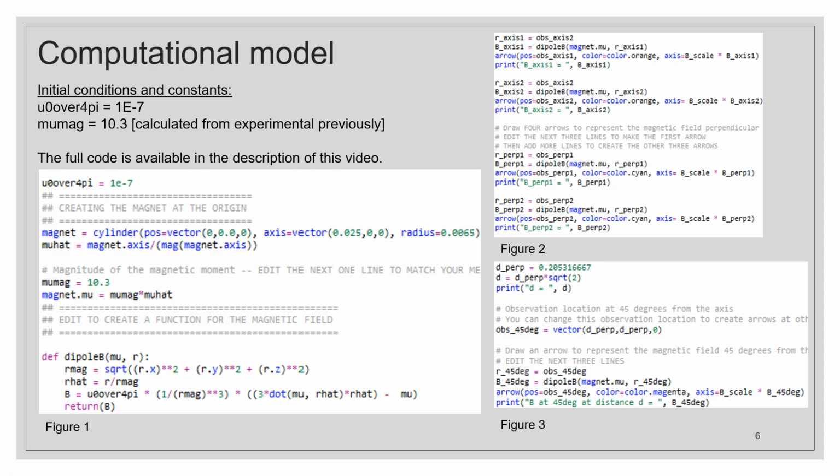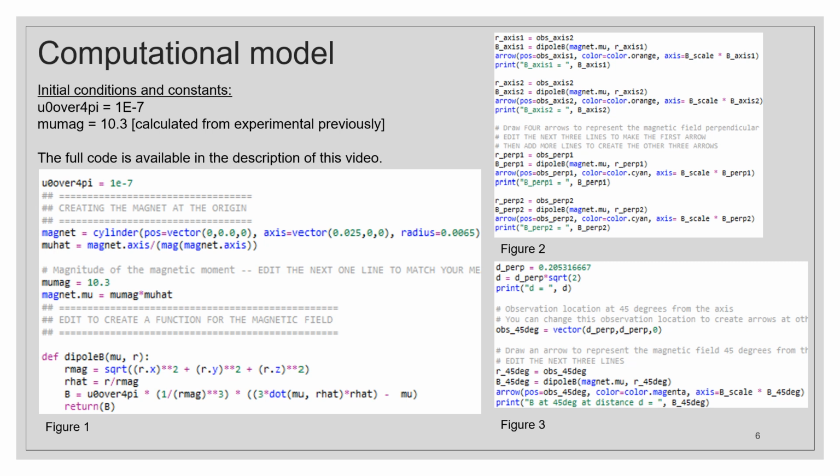For the computational model, the initial conditions and constants include mu0 over 4 pi, which has a value of 10 to the negative 7, and mu mag, which was 10.3 and calculated in the previous slide. The full code is available in the description of this video.